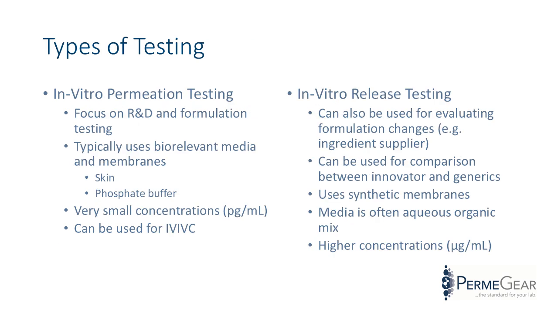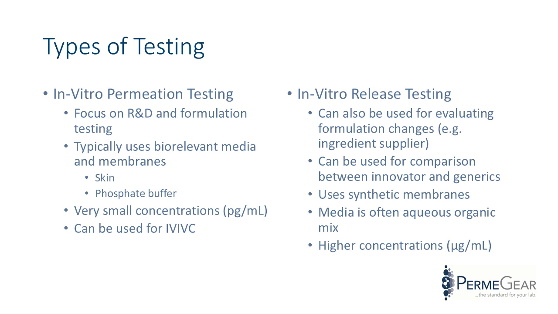Diffusion testing as it pertains to pharmaceutical products is generally separated into two broad categories. The first is permeation testing. This is done to evaluate formulations and get an idea how they perform when used by a patient. It's meant to be biorelevant. The receptor media is often phosphate buffer or a saline solution, and the membranes are usually natural, being excised skin or something meant to behave like skin.